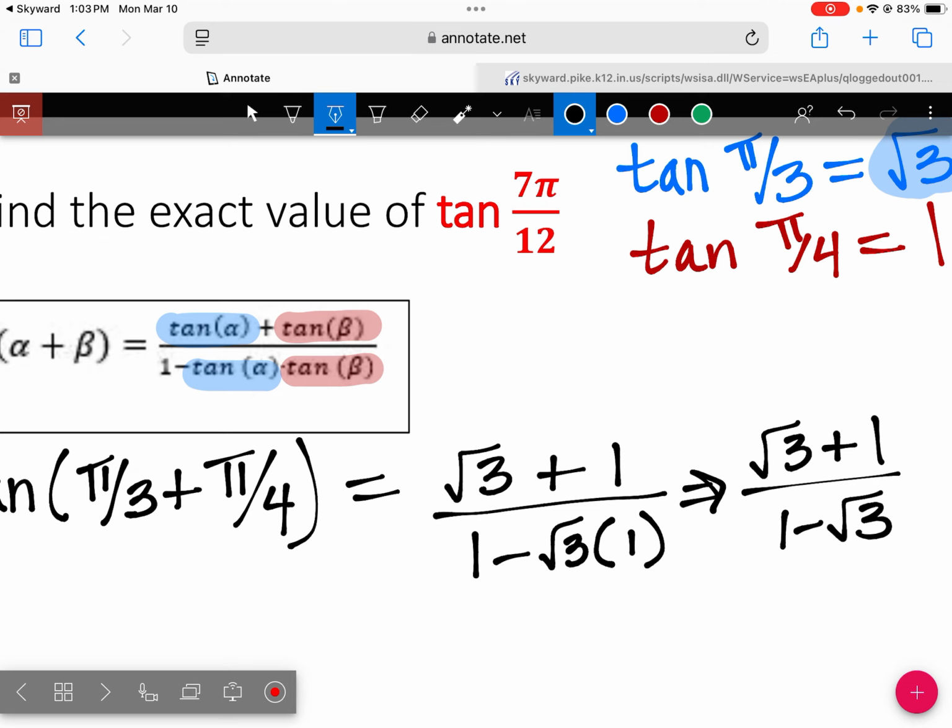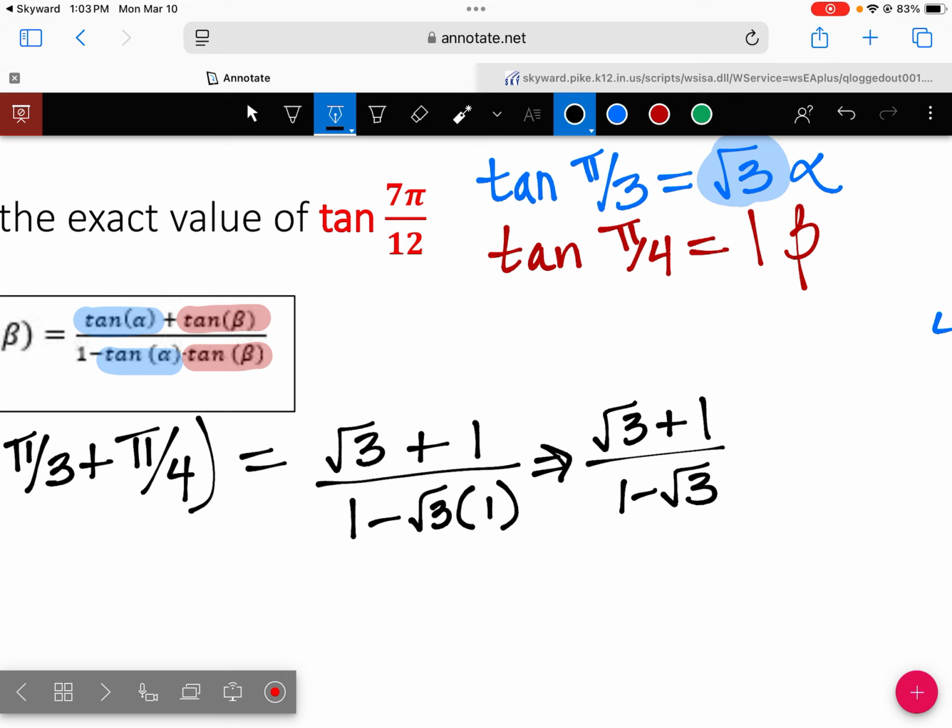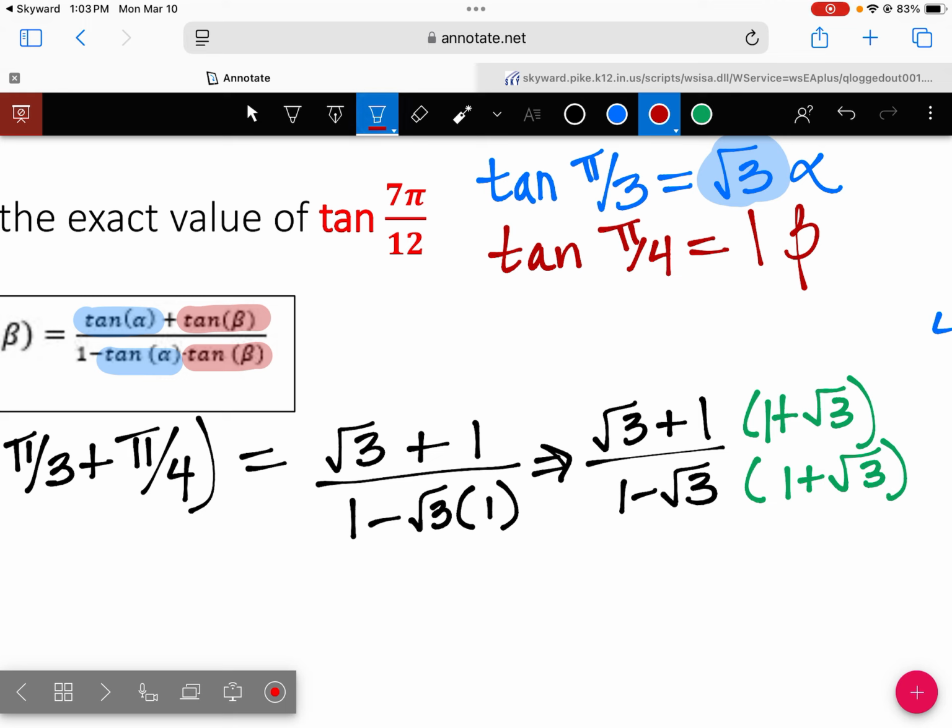We cannot leave a radical in our denominator. So what are we multiplying by? We actually have to multiply by 1 plus root 3. It's called the conjugate. So what I want you to do, whichever way you choose, you can FOIL, distribute, make a box. Jaden, I hope you're with me over there. Okay. So you're going to multiply these two together, make a box, and you're going to multiply these two together.